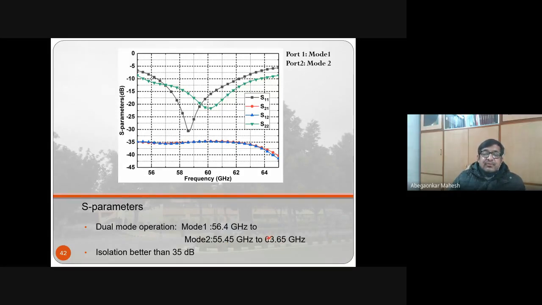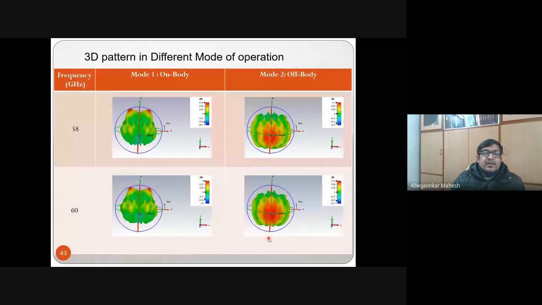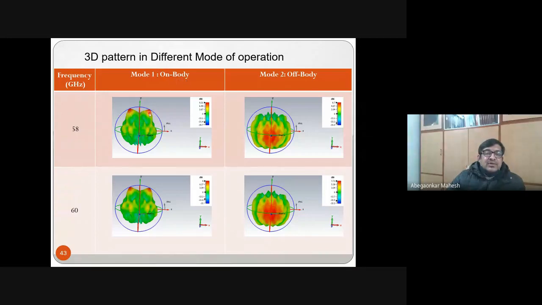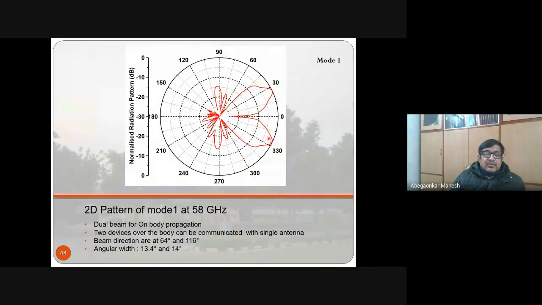The patterns are shown. Mode 1 is for on-body communication. You can see these two peaks here, and this is for off-body communication, perpendicular. So the same antenna can be used for off-body as well as on-body communication. This is the pattern for mode 1 at 58 gigahertz. You can see that it is going towards two different directions. And this is for mode 2, which is for off-body communication.